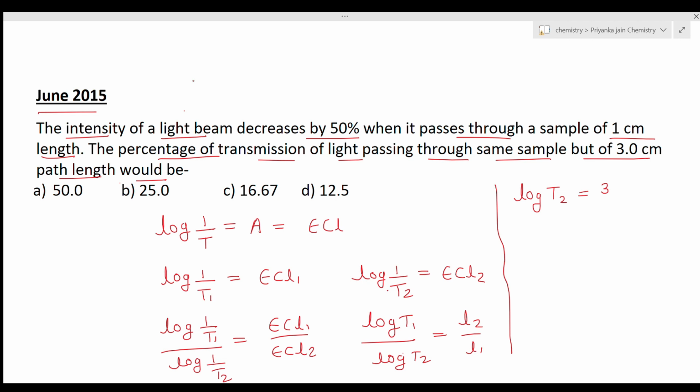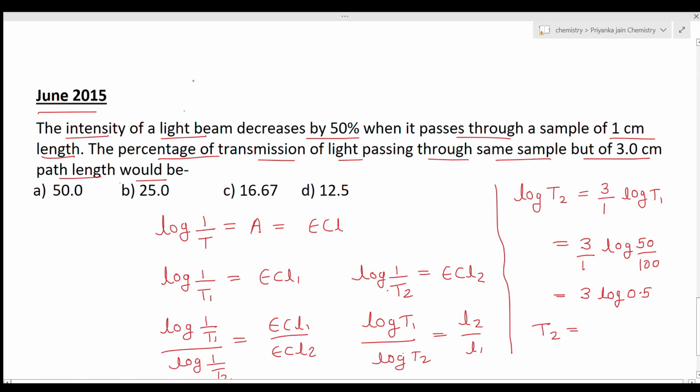Values you can put here: 1 upon 3, logarithm of T1. Okay. So now you know T1 is given to us, that is 50%. It means 50 divided by 100. So this value comes 3 log 0.5. Okay. So from this you can calculate the value. If you calculate, you will get T2 equal to 12.5%. Okay. So this will be your answer. You can match it. Option number D is the right answer.